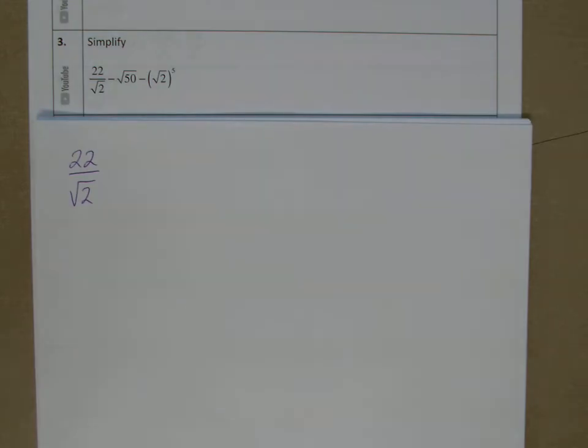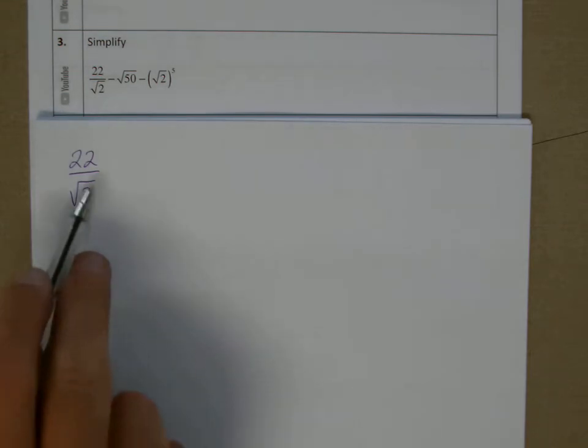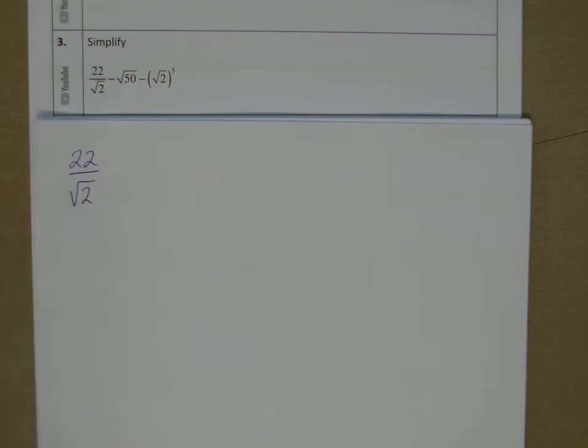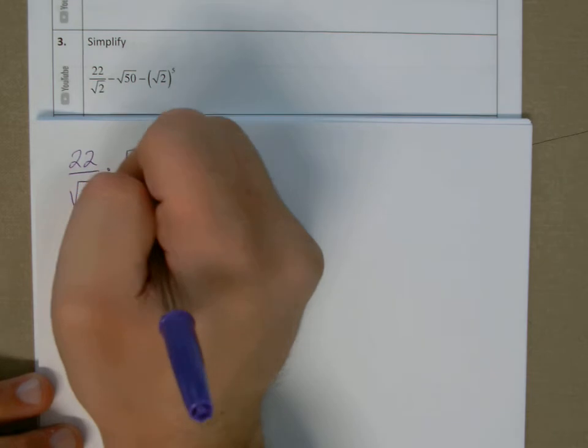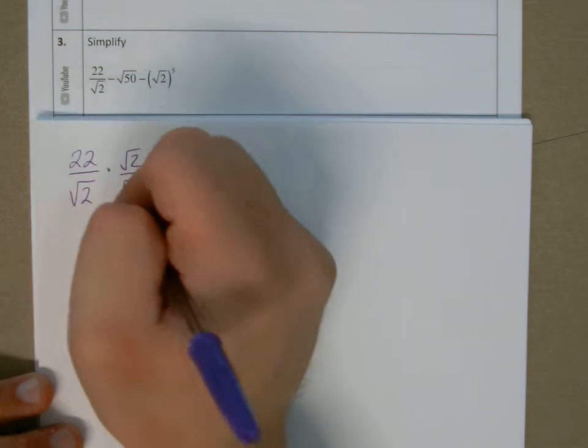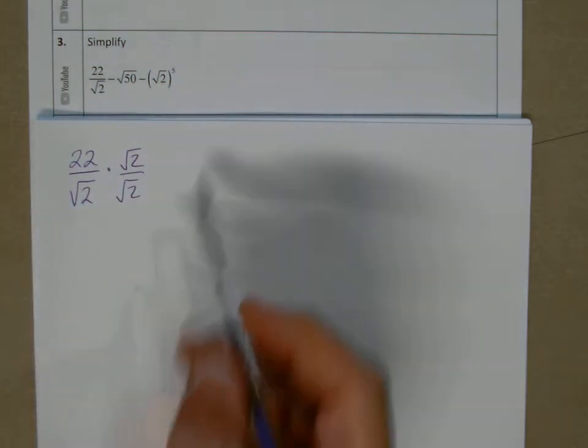Now, whenever you divide by a root, we can do what is known as rationalizing the denominator. In other words, we can get rid of the surd on the bottom, make it a whole number. And we do that simply by multiplying the top and bottom by that surd, by that root 2 in this case.